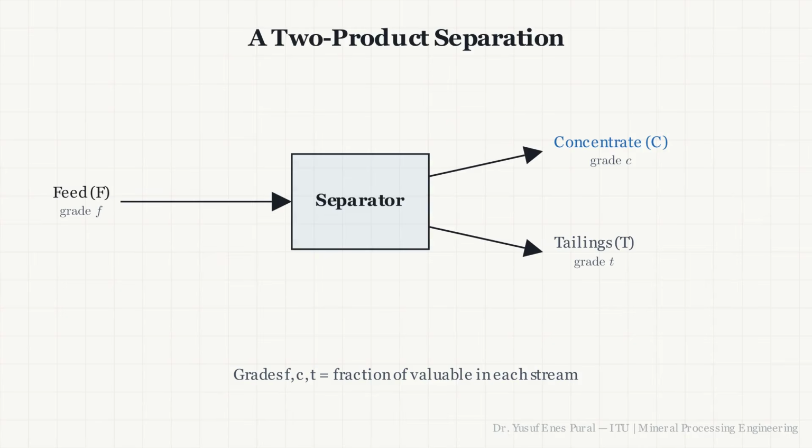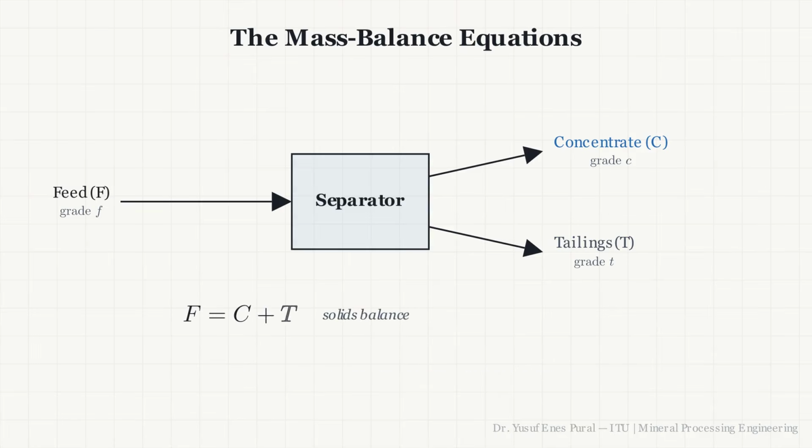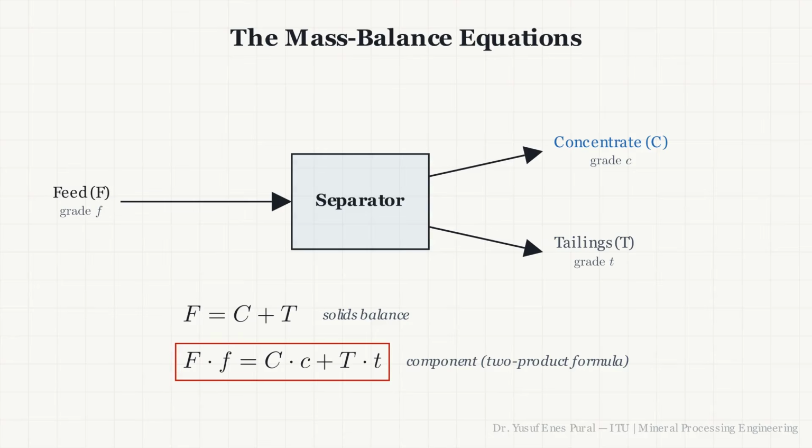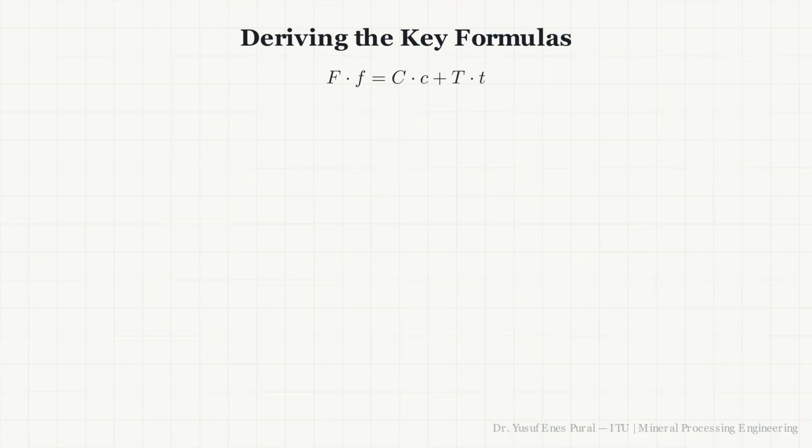Each stream has a grade: F for the feed, C for the concentrate, T for the tailings. The grade is just the fraction of valuable in that stream. Two balances describe this system. First, the solid balance, feed equals concentrate plus tailings. Second, the component balance, the same balance but for the valuable mineral, F times f equals C times c plus T times t. This is the two-product formula. From here, everything else follows.